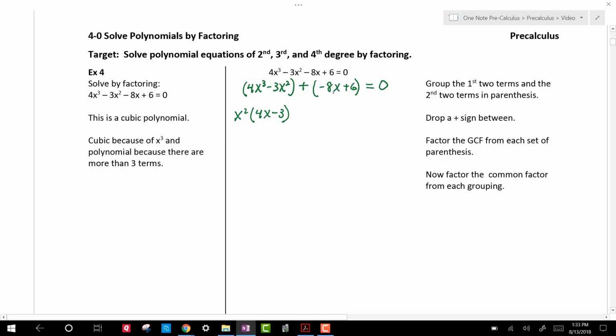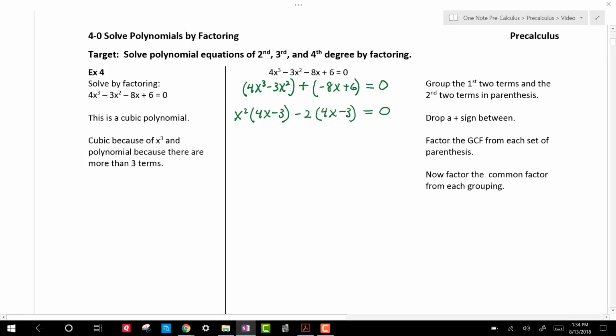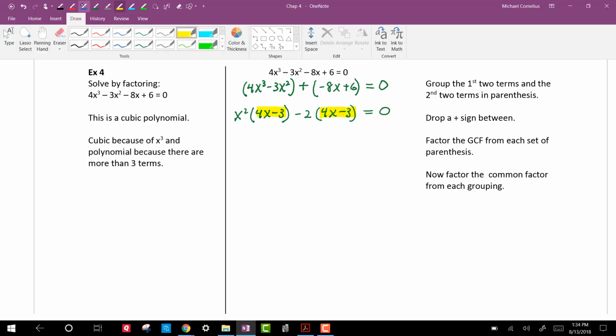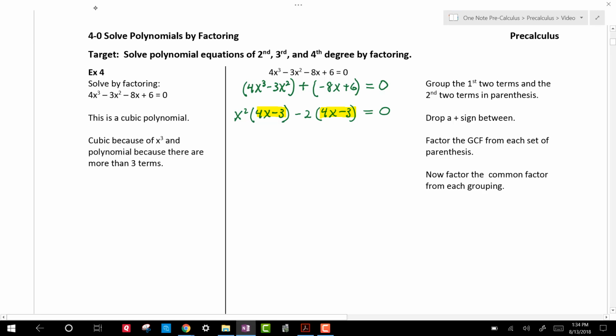So most people would say, let's factor out 2. But because my 8 is negative, I'm going to factor out a negative 2. So that's going to leave me positive 4x minus 3. Now what should be happening here is these 2 sets of parentheses should be exactly the same. If these are not the same, you've got one of 2 things going on. This thing's either not going to factor the way you want it to, or you've done something wrong.